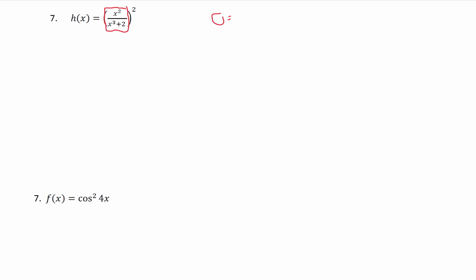So if blob is that, then to find the derivative, blob prime, we have to do the quotient rule. So low d high minus high d low all over low squared. In this case, low is x cubed plus 2, times the derivative of the top, so times 2x, minus high d low, so minus x squared, times the derivative of the bottom, which is 3x squared, all over the denominator squared, so all over x cubed plus 2 quantity squared.